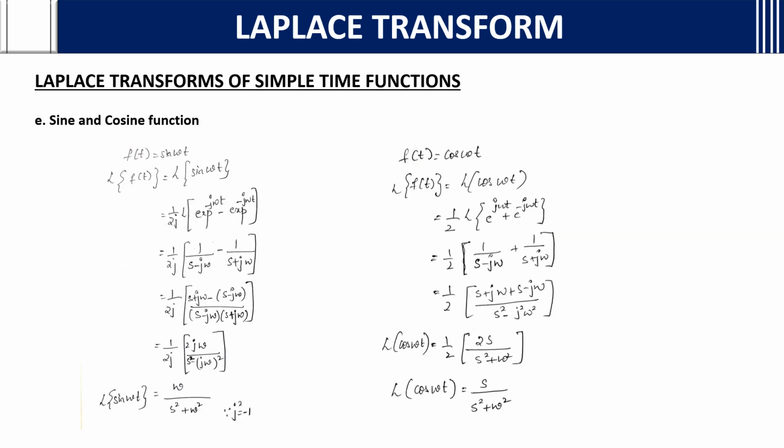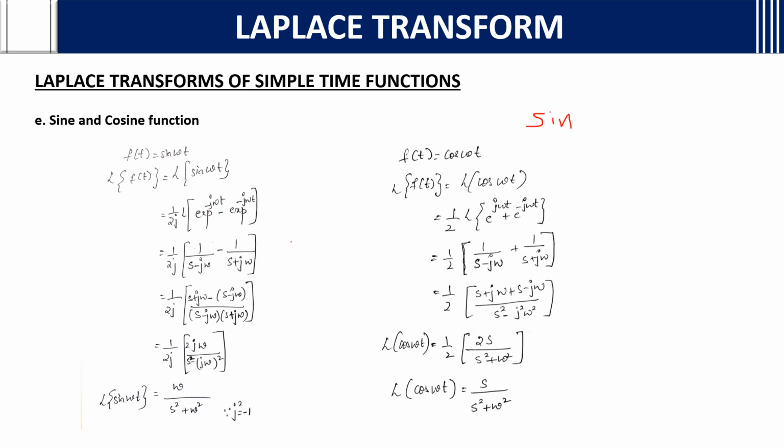Sine and cosine function. Here f of t is equal to sine omega t, and f of t is equal to cos omega t. We will consider it with respect to omega t. So Laplace transform of f of t is equal to Laplace transform of sine omega t. We know that sine omega t means what? We can write sine theta.